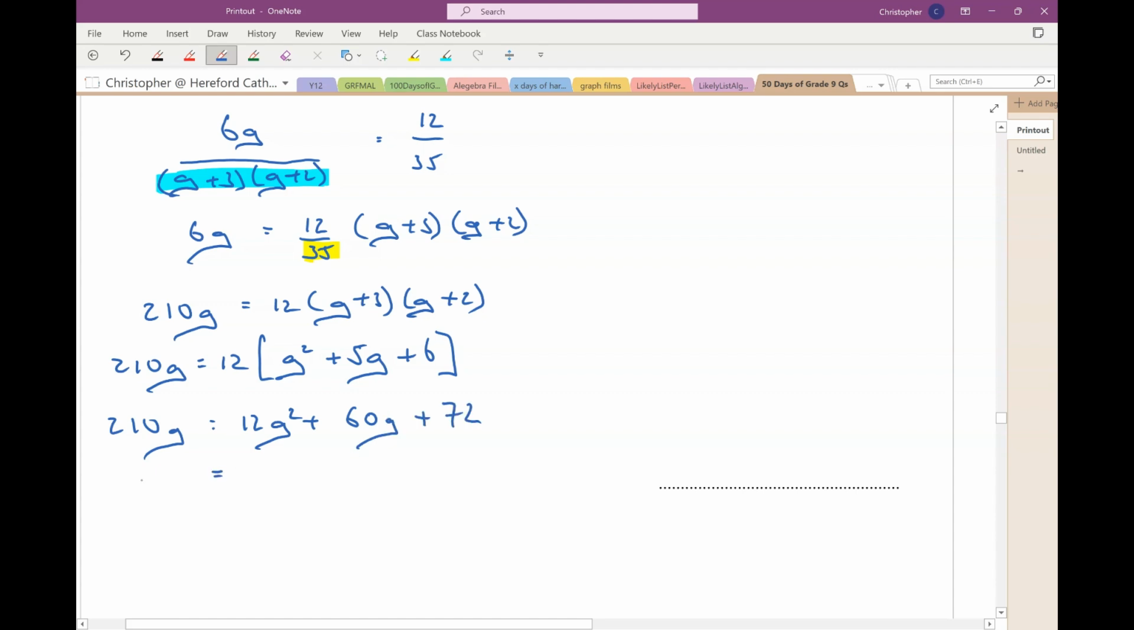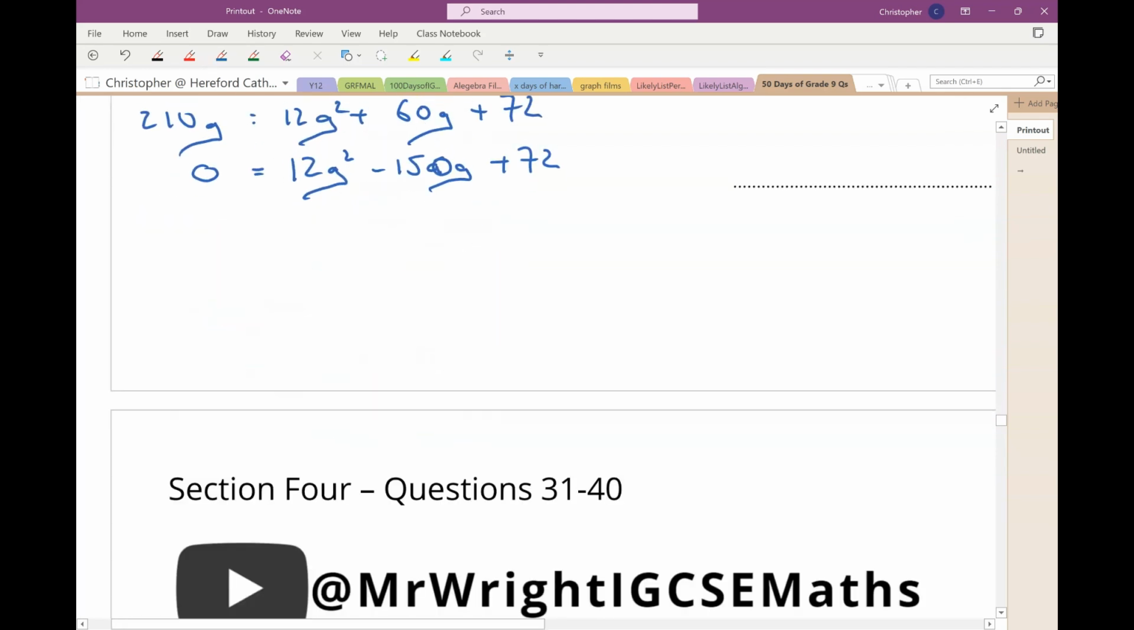This is a quadratic. Let's get everything on one side. I'm going to minus 210G from both sides. Minus 150G plus 72. Right, I've got to solve this quadratic equation. I'm going to divide everything through by 6. 2G squared minus, 6's into 150, 25G plus 12.